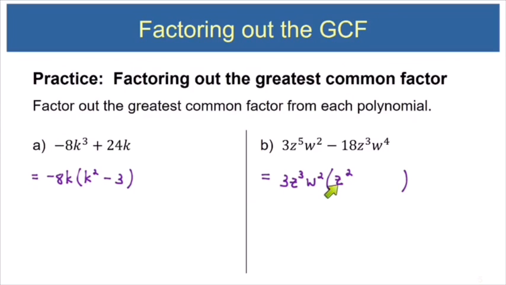And w squared times 1 would make w squared. So I don't need any more w power here. So just verify for yourself that 3z to the 3rd w squared times z squared does equal that first term, and it does. Okay, now on the second term, 3 times negative 6 would make negative 18. Z to the 3rd is already out here, so I don't need any more z power here. And w squared times w squared would be w to the 4th. And so we can see that this GCF times negative 6w squared would produce that.